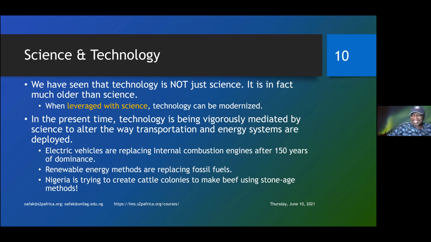In the present time, technology is being vigorously mediated by science to alter the way transportation and energy systems are deployed. Electric vehicles are replacing the internal combustion engine after 150 years of dominance. IC engines have dominated transportation for more than 150 years. But that is changing now.